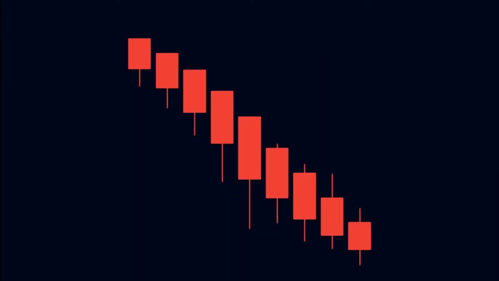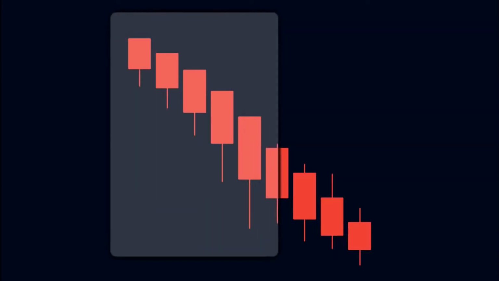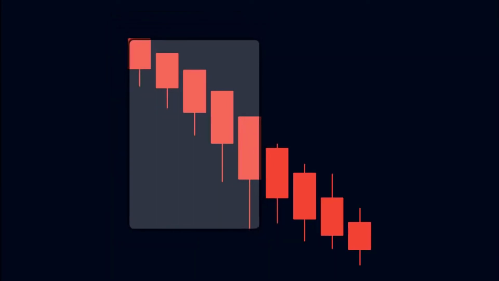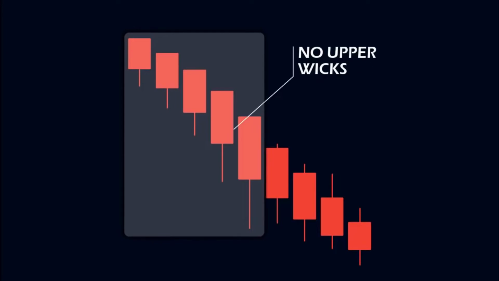Similarly, a typical downtrend looks like this on the Heikin Ashi chart. The trend starts with this small red candle. As the new candles are formed, the body of each candle gets bigger and bigger, and there are virtually no upper wicks on these candles.